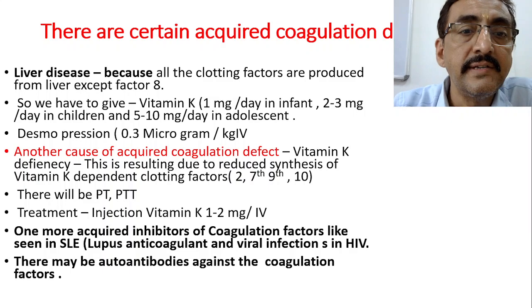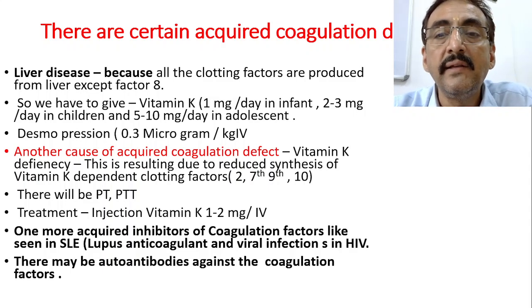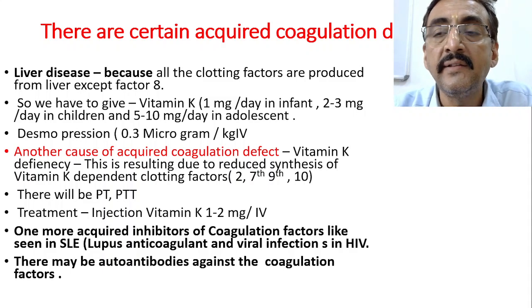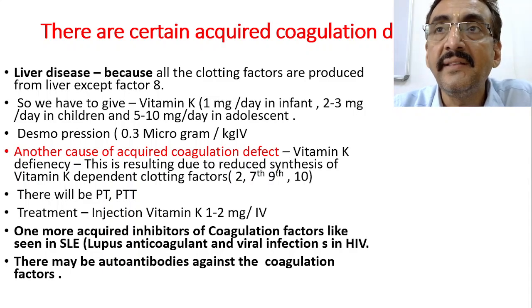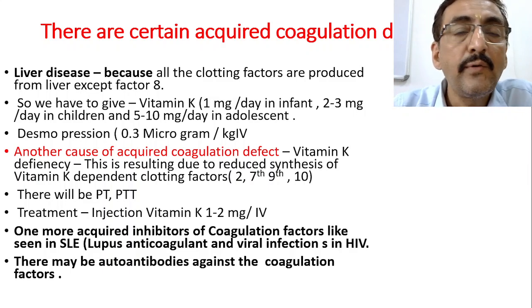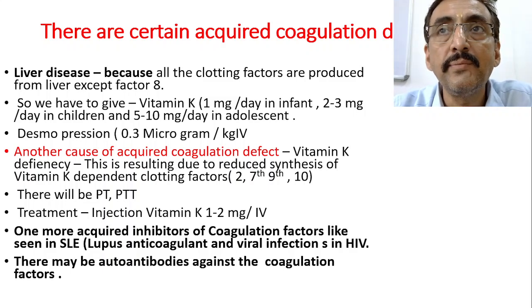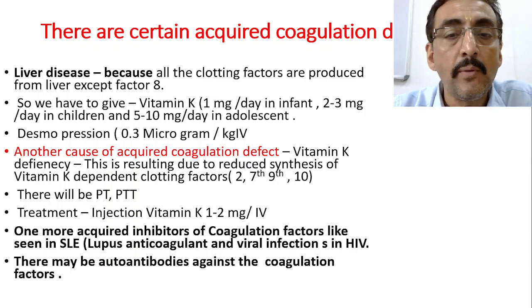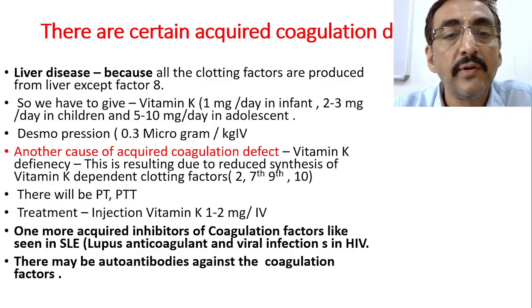So if vitamin K is deficient, this results in reduced synthesis of vitamin K dependent clotting factors: 2, 7, 9, 10. Now 10 is related to both pathways, intrinsic as well as extrinsic. 7 is related to extrinsic, 9 is related to intrinsic, and 2 is related to the common pathway. So if vitamin K deficiency is there, you will have problems in the extrinsic pathway, intrinsic pathway, and common pathway. So PT is increased, APTT is also increased, and common pathway tests are also increased.